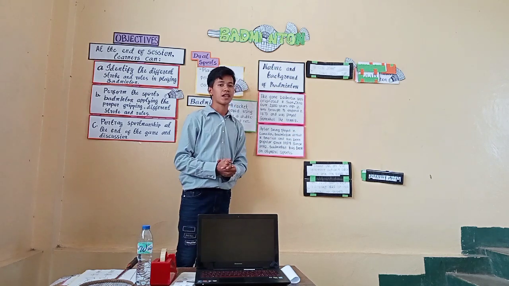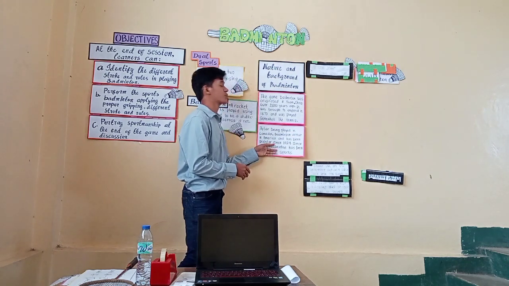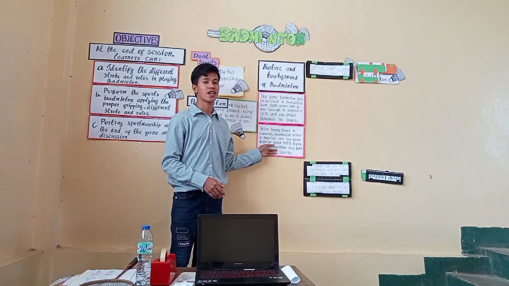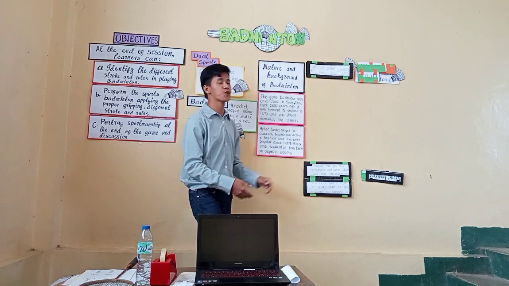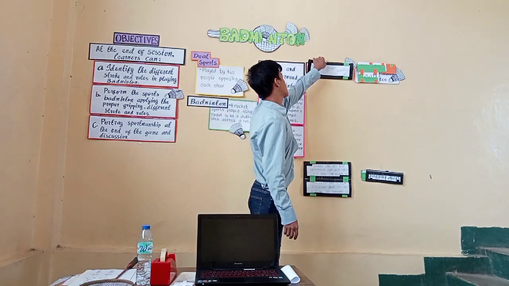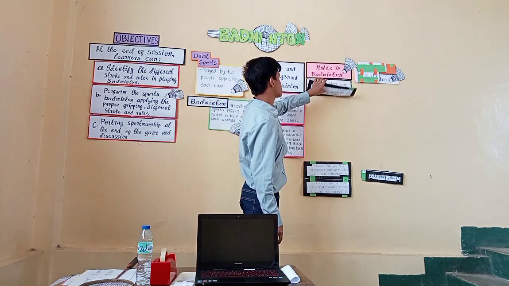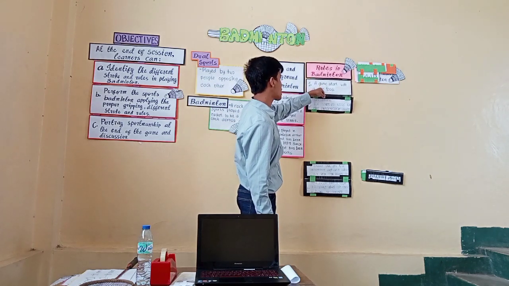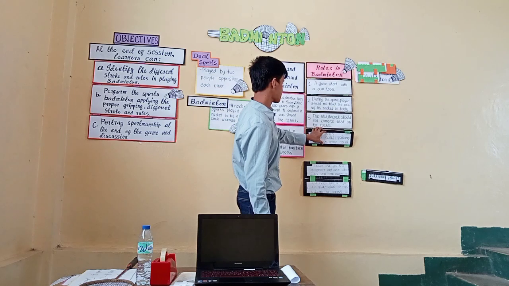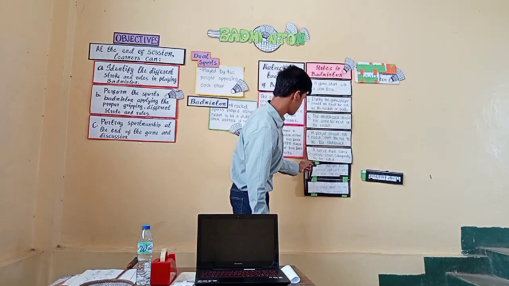Do you understand already the nature and background? Very good. Now let's proceed to the rules in badminton. There are 9 rules in the game badminton.